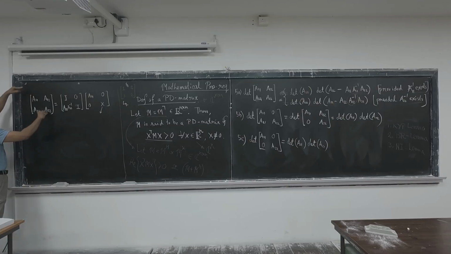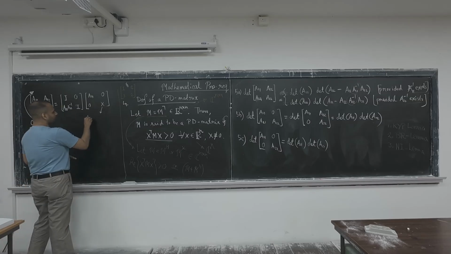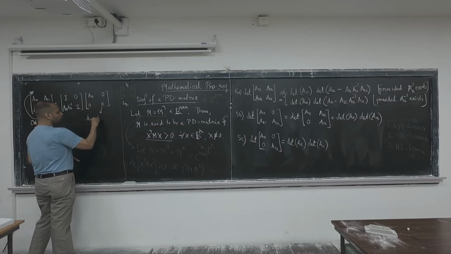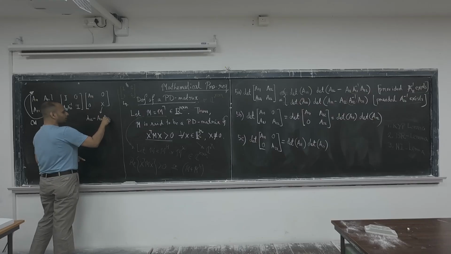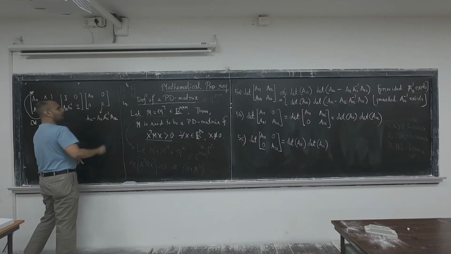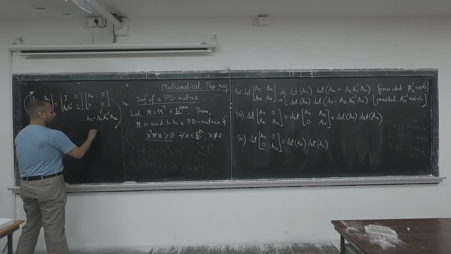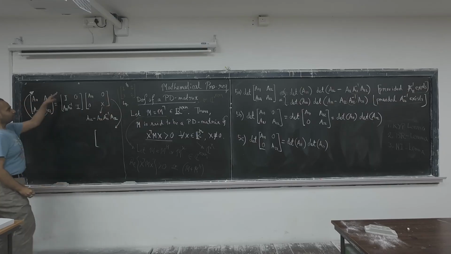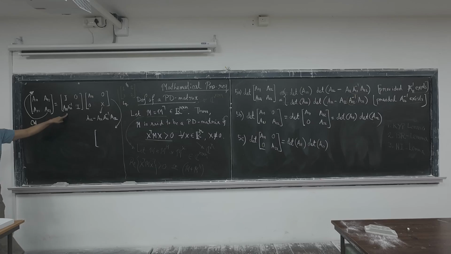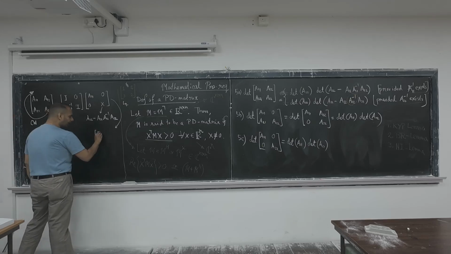You have to start from this element and then go in the clockwise direction. So it must start with A22. So this is A22 minus A21 into A11 inverse into A12, right? Now here you have a third component. What is that third component? This one starts from a lower triangular matrix, so the other one would be an upper triangular matrix with the diagonal entries being identity.